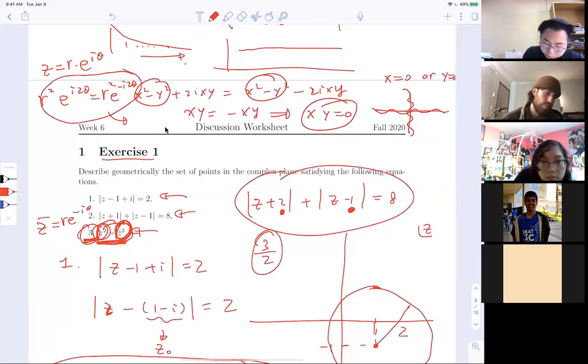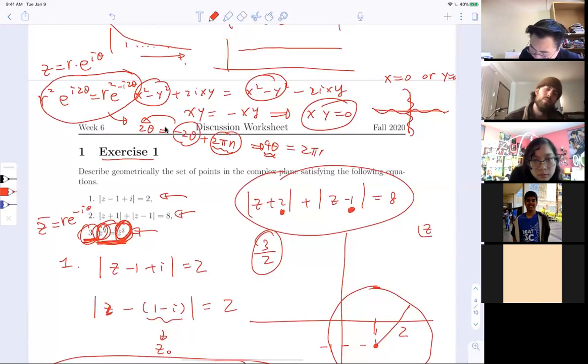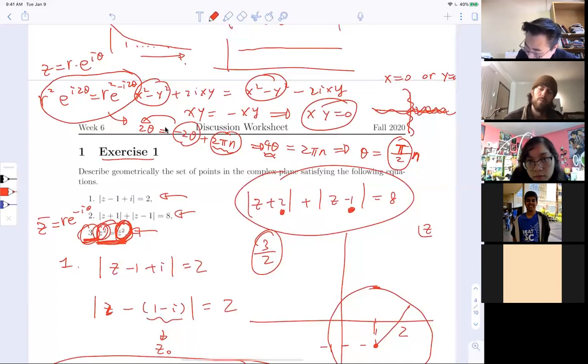So they're equal when 2 theta equals minus 2 theta plus 2 pi n, because 2 pi n really doesn't matter. Moving this to the left-hand side, 4 theta equals 2 pi n, so theta equals pi over 2 times n. When n equals 0, that gives us this branch. n equal to 1 gives us this branch. n equal to 2 gives us this branch. n equal to 3 gives us this branch.